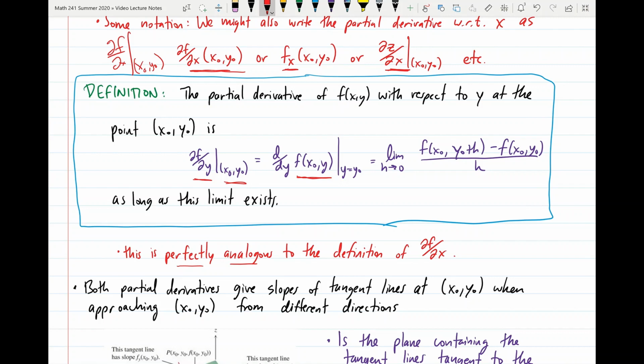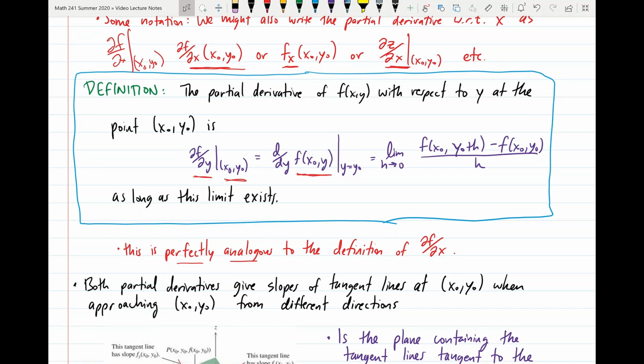is equal to the limit as h goes to 0 of our difference quotient again. So we have f of x naught, y naught plus h, minus f of x naught, y naught, all over h. So again, this should look very familiar to the definition of the derivative from Calc 1.